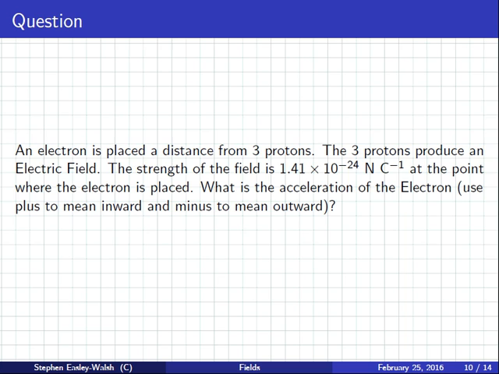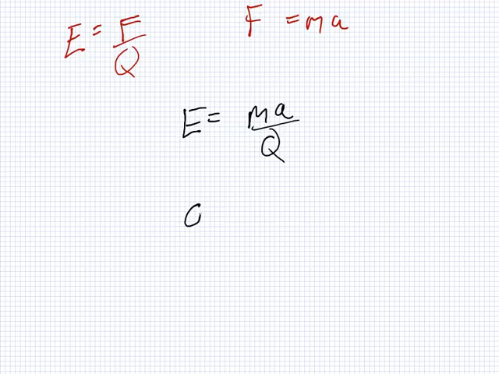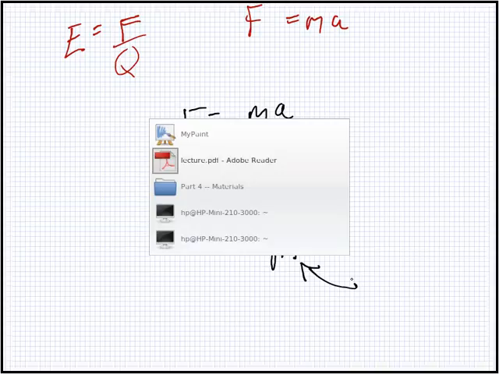So, I'll just write down what you have here, and then you can calculate it. So you have E equals F over Q, and F equals MA. So that means that E equals MA over Q. So A is EQ over M. So if you multiply the electric field strength with the charge, and then divide by the mass, you have the acceleration. So if you can hit that in on the calculator, please, and tell me what you get here.